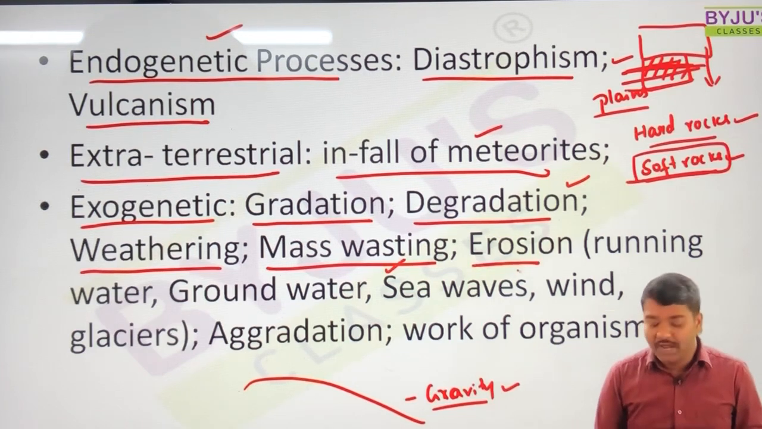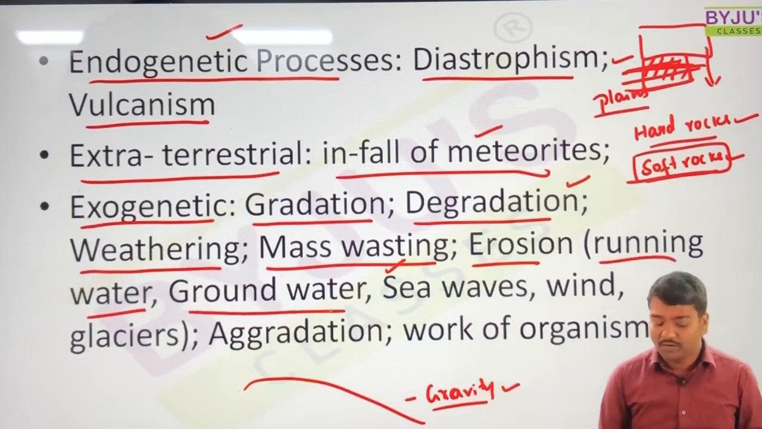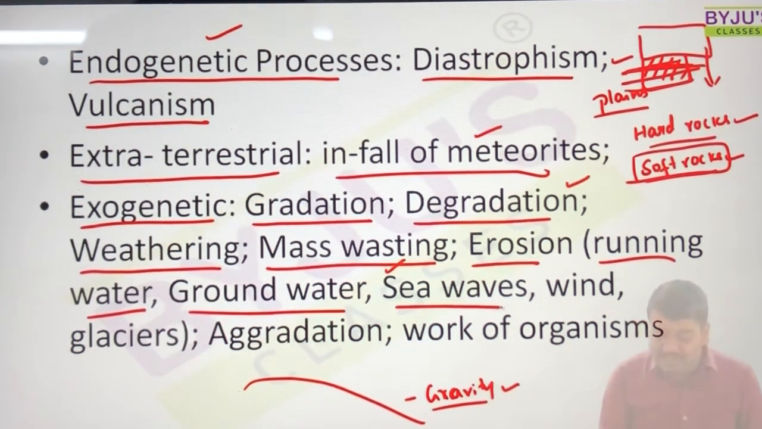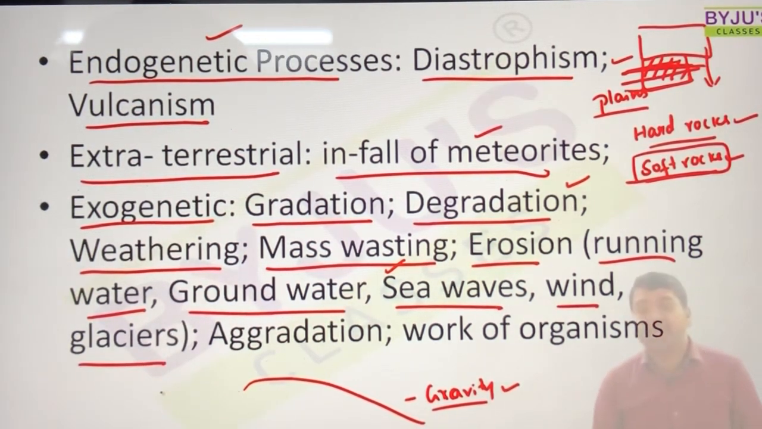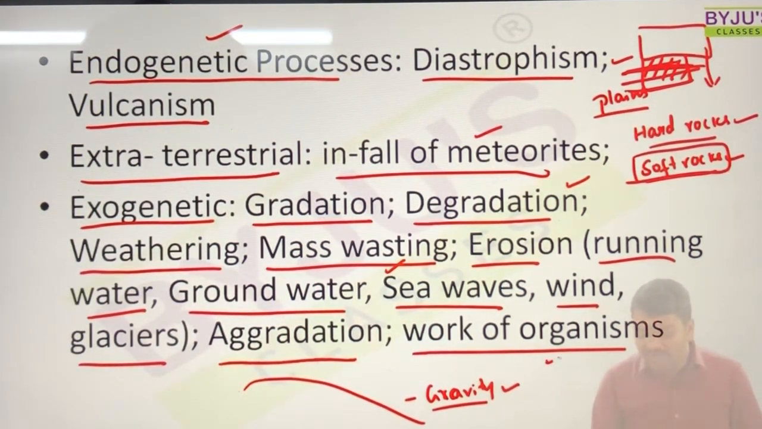Then you have erosion. Erosion can be through running water, rivers, and groundwater, also through solution, that is, it reacts with the minerals that are present, and they are eroded and form different structures. Then you have sea waves. Whenever waves come and hit, you see certain sediments being generated because of the sea wave action. Then you have winds. Even glaciers, wherever they are present, create certain landforms based on their flow. Then you have aggradation, that is gradation itself. Then you have work of organisms. Different terminologies we have seen.